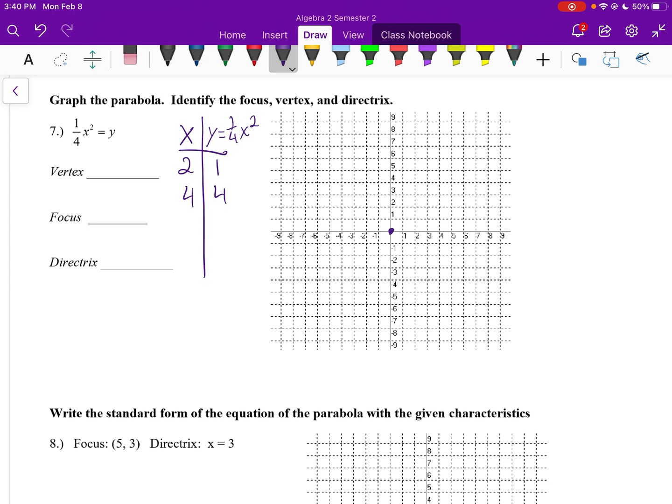So from there, that's saying right 2, because x is telling us left and right, y is telling us up and down. Right 2, up 1. Right 4, up 4. Then this is opening up since it's y equals, so we're going to reflect this way to get a parabola that opens up.